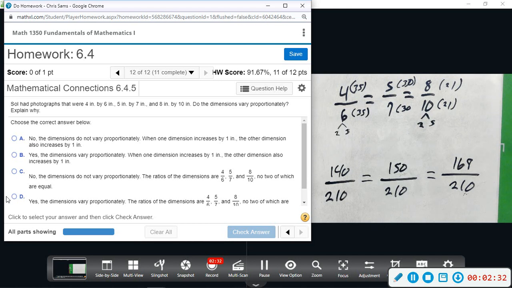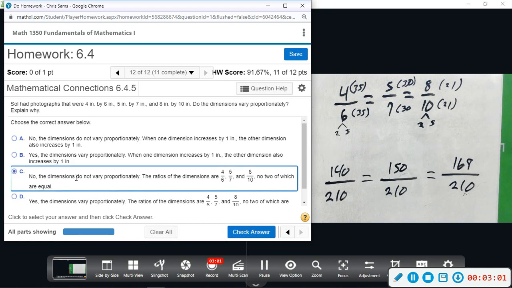So no, the dimensions do not vary proportionately. When one is increased by 1, the other dimension is also increased by 1. And that looks like what they did, added 1, but the next one is adding 2. And it says no, the dimensions do not vary proportionately. The ratios of the dimensions, 4/6, 5/7, and 8/10, no two of which are equal. This would be the case. None of them are equal when we get them all the same.